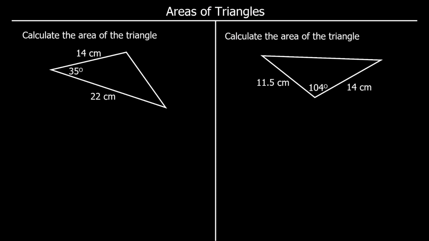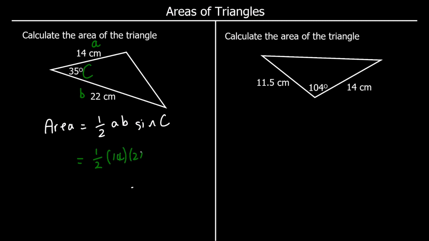The area of a triangle can be found using half ab sine C. So the area is half ab sine C. If the angle here, the 35, is big C, opposite it is little c, and the other two are a and b. So we can find the area of a triangle when we know two sides and the angle between them. We'll just substitute in, so that'll be half times 14 times 22 sine 35.